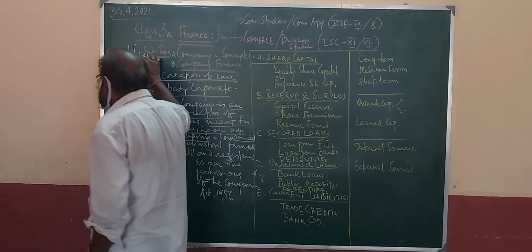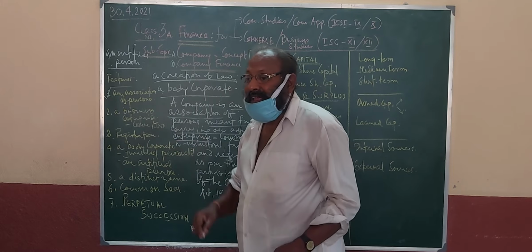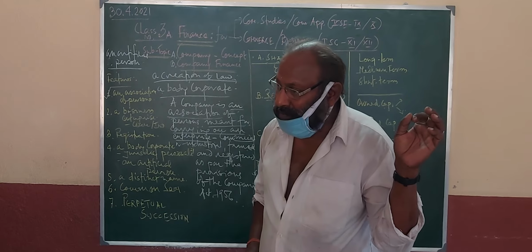It has no body that I can kick. So it is a person with no soul to be damned, no body to be kicked. Okay. So it is a person. What type of person? It is a person that only exists in the eye of the law.